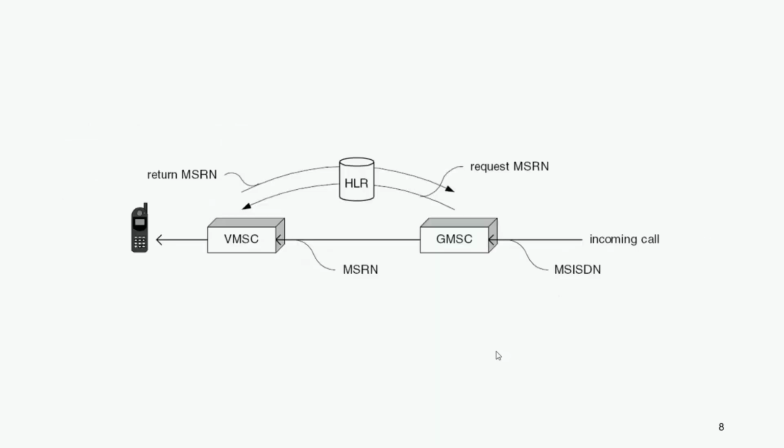Look at the scenario of MSRN in this figure. Whenever a mobile subscriber moves to a visiting mobile switching center, the VMSC first allocates MSRN. Once it acquires an MSRN number, it sends this MSRN number to the home switching center, and that home switching center will keep this information. So whenever there is an incoming call, that call is routed to this particular routing number. So the purpose of MSRN is to make routing possible in a mobile scenario.